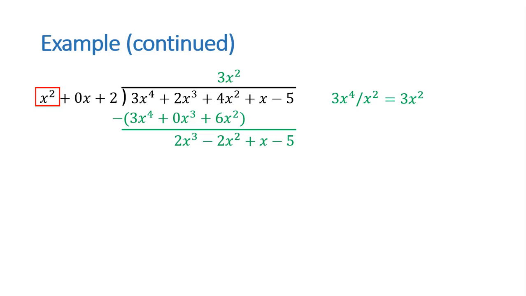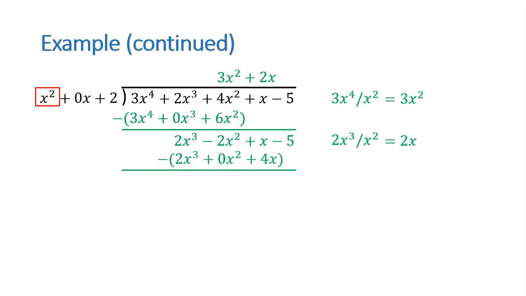And now we're going to repeat, dividing x squared into 2x cubed. The x cubed and the x squared cancel to give us just a single x, and then 2 divides by 1, we're just left with 2. So the next portion of our quotient is going to be 2x. Now we repeat our multiplication. 2x times x squared is 2x cubed. 2x times 0x is 0x squared. And 2x times 2 is going to be 4x. So line those up underneath the respective terms and subtract all of that.